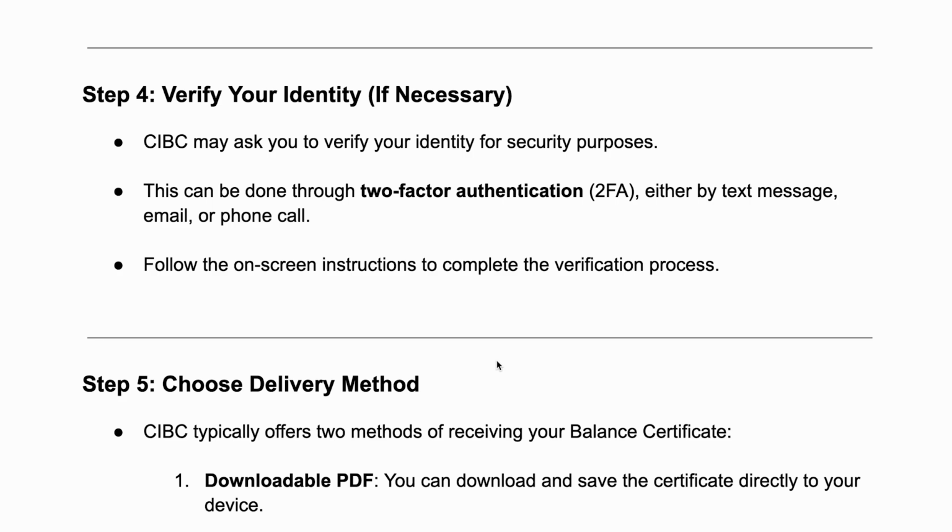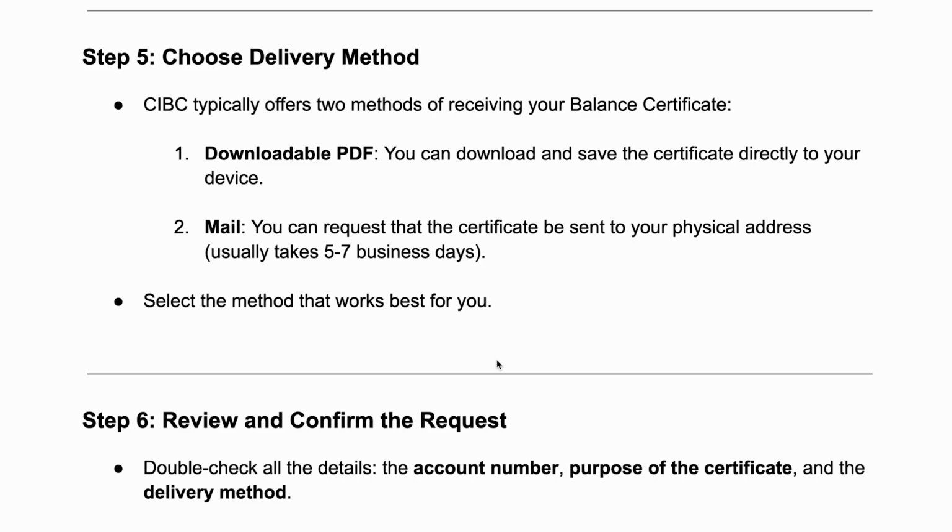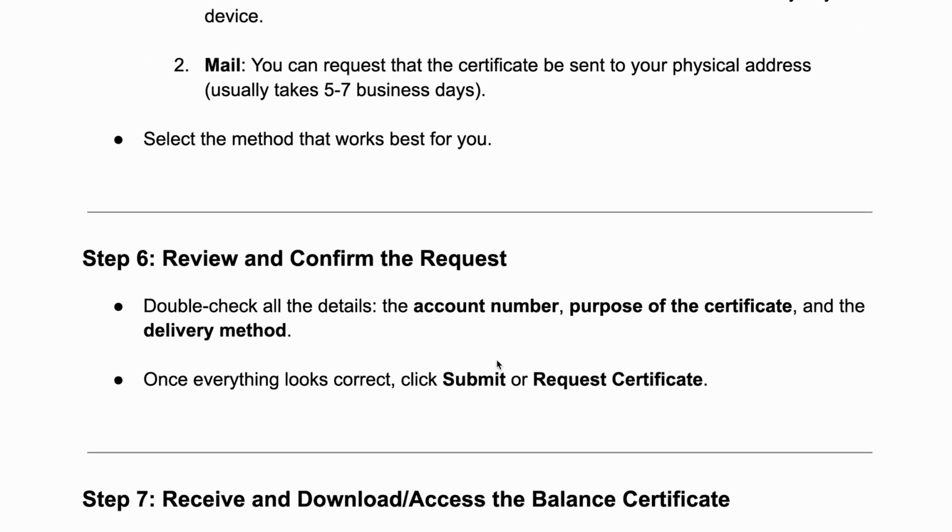CIBC might ask you to do this, and then you'll have to verify your identity for security purposes. Then choose the delivery method. So CIBC typically offers two delivery methods for receiving your balance certificate: a downloadable PDF and the mail. Select the method that works best for you.